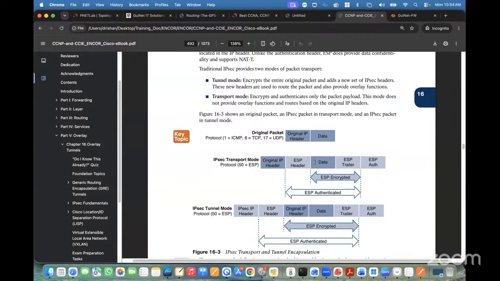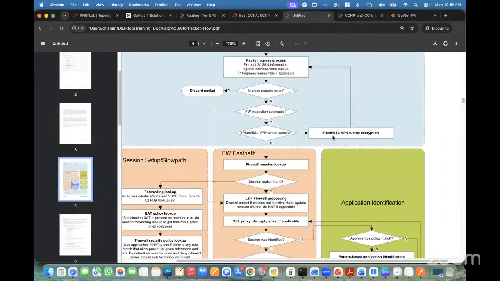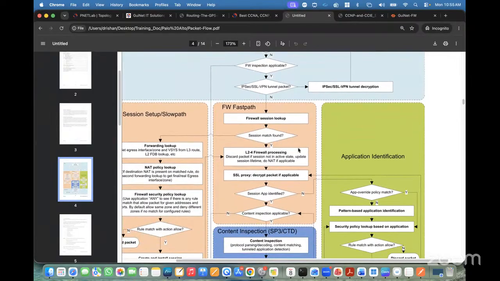One is only for the payload, and your headers are going to be free. That is known as transport mode. The other is tunnel mode, where your original header and the data are also encrypted, and in that case they add a new header. So when you configure IPsec, you have to select whether you want to configure transport mode or tunnel mode. So the very first thing they do is decrypt the IPsec packets. And the second thing, these are the HTTPS packets.